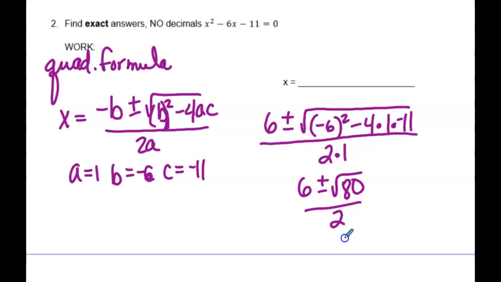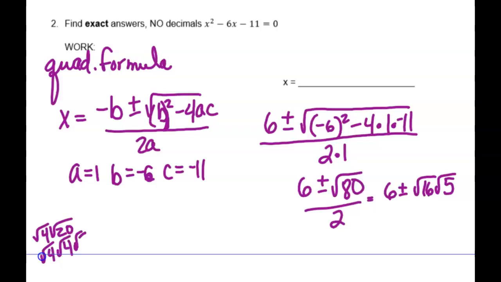Now, the most likely mistake students make is they reduce something they can't reduce. Like you can't just do this 6 and this 2 because this is also over 2. I'm going to leave it for a minute and break the 80 into, that's a tricky one, it's actually 16 and 5. If you did 4 and 20, it would go again, right? Because 4 also goes into 20, so you'd end up with 2 times the square root of 5, which is the same as we're going to get over here, 4 square roots of 5. Okay, so I have 6 plus or minus the square root of 16, which is 4, square roots of 5.